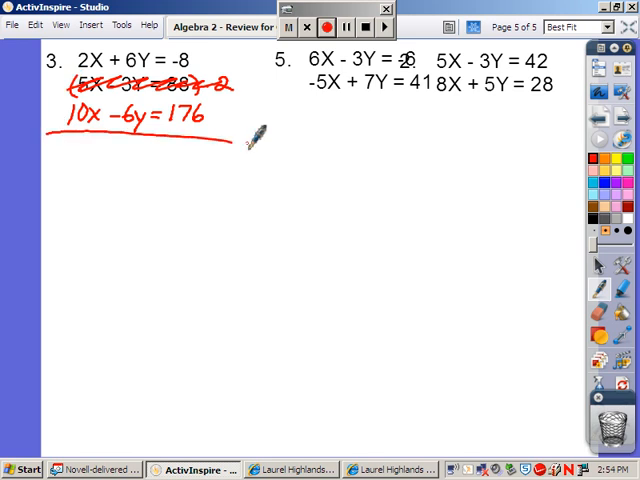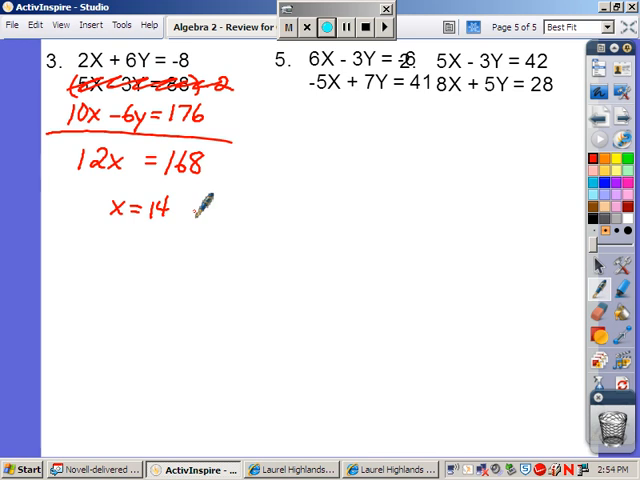I'm just going to look at the top one that we didn't do anything with and the new one. I just want to add them column by column. 2x plus 10x is 12x. 6y and negative 6y, they cancel, which is what we wanted. Negative 8 and 176 is 158 added together. One step, divide by 12, and I get x equals 14.